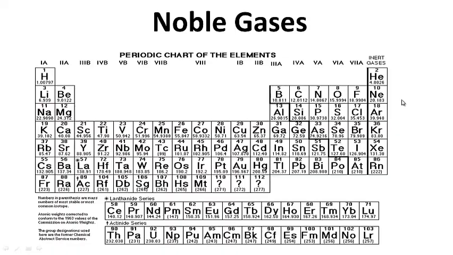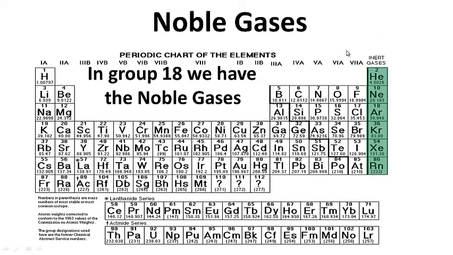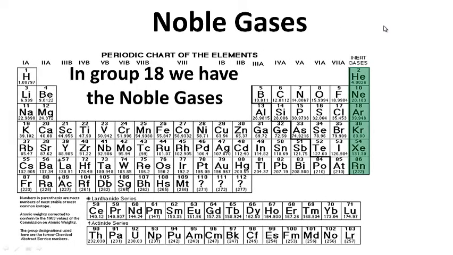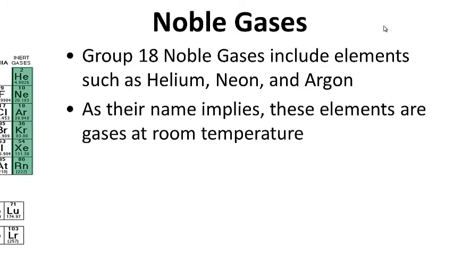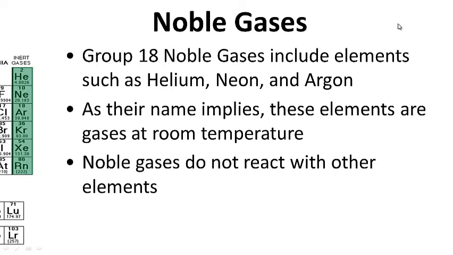So, the noble gases over here in group 18, on the far right. Group 18 noble gases include elements such as helium, neon, and argon. As their name implies, these elements are gases at room temperature. If you've ever seen a neon sign, those are made up of noble gases. Noble gases do not react with other elements. They are atomic loners, if you will. They like to be by themselves.